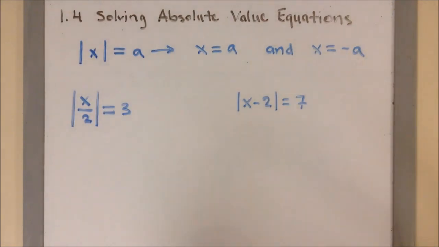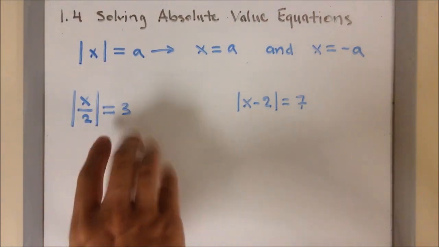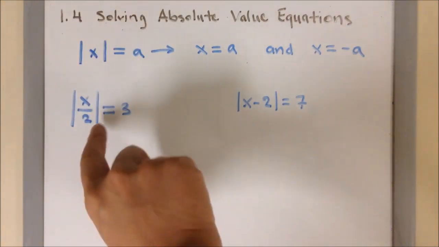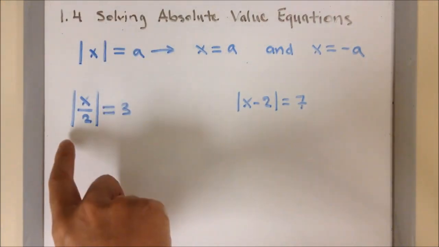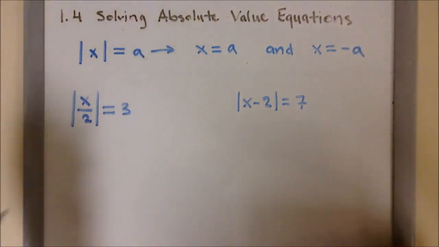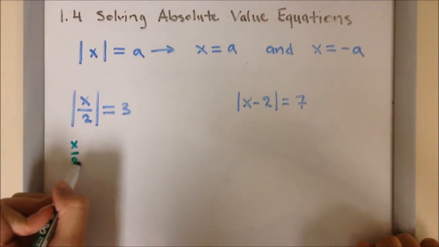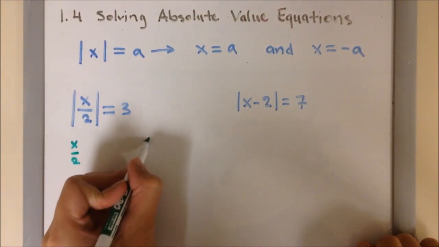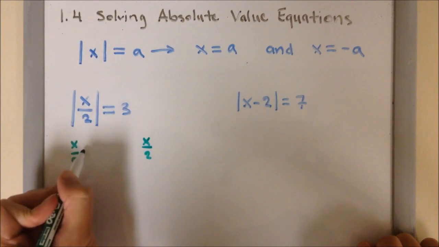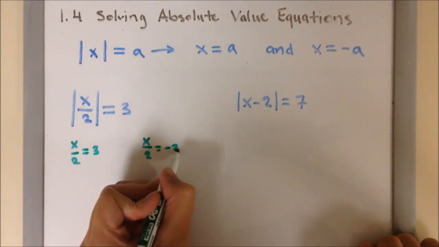In example 3, we have the absolute value of x over 2 equal to 3. Checking, nothing in front, nothing in the back of the absolute value, nothing underneath. Absolute value is by itself, so I'm going to write twice the inside, x over 2. x over 2 equals positive 3, and x over 2 equals negative 3.